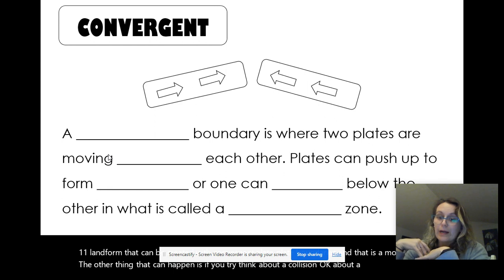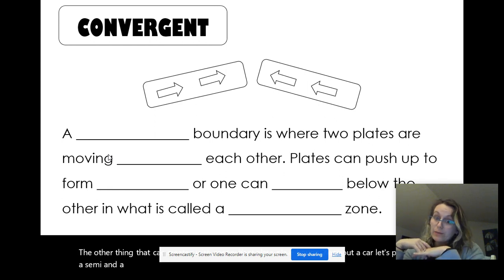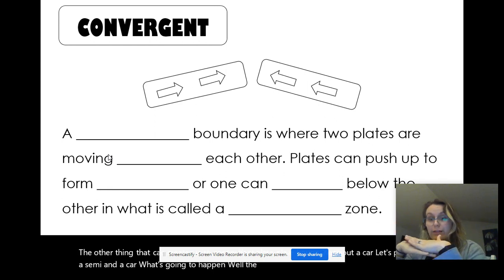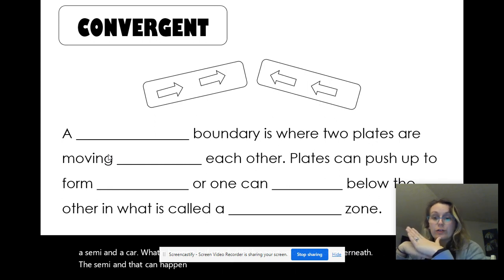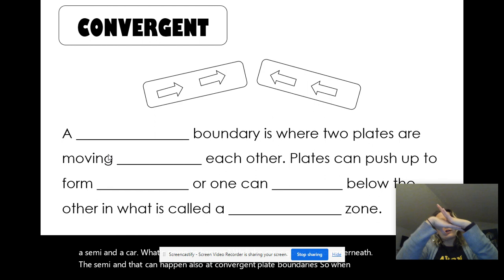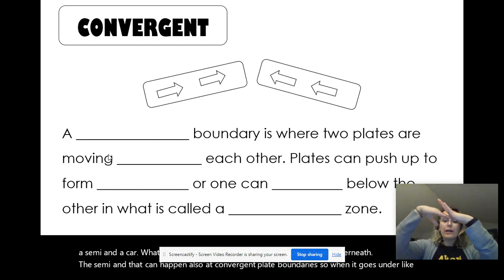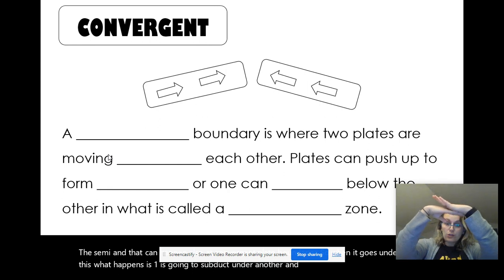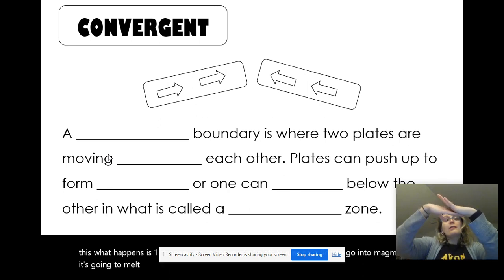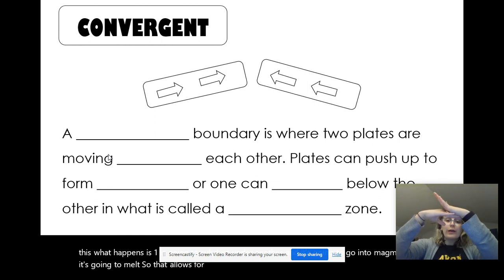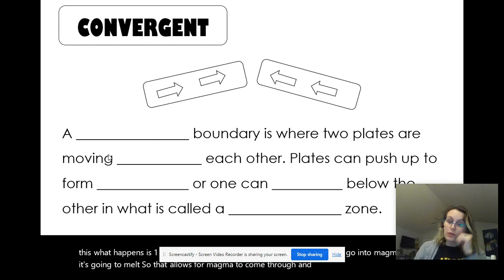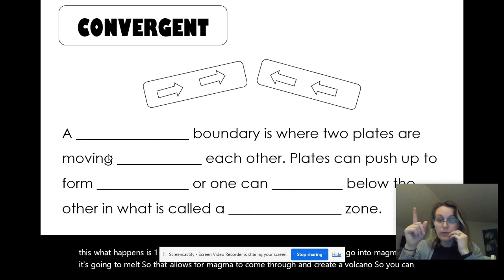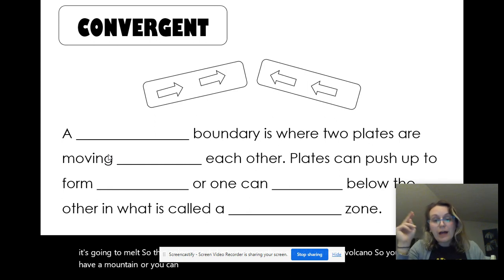Okay. The other thing that can happen is if you think about a collision. Okay, think about a car. Let's pretend a semi and a car. What's going to happen? Well, the car is going to go underneath the semi. And that can happen also at convergent plate boundaries. So when it goes under like this, what happens is one is going to subduct under another, and it's going to go into magma and it's going to melt. So that allows for magma to come through and create a volcano. So you can have a mountain or you can have a volcano.